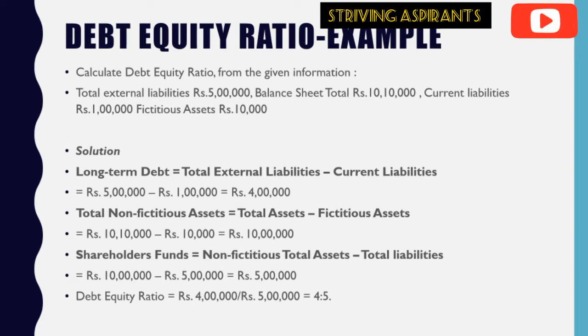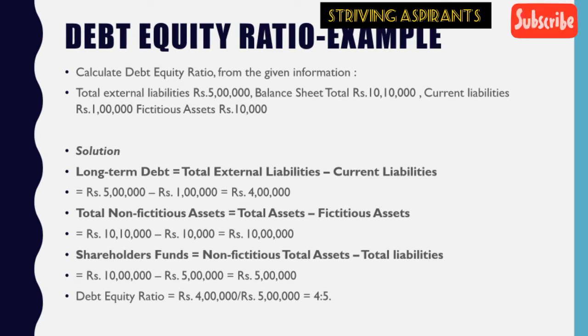Now we calculate total non-fictitious assets. Here the balance sheet total is given as 10 lakh 10,000. That means total assets we have 10 lakh 10,000. And also fictitious asset is given as 10,000. So we have to subtract this 10,000 from 10 lakh 10,000, and we will get total non-fictitious assets. Now we got total non-fictitious assets equal to 10 lakh.